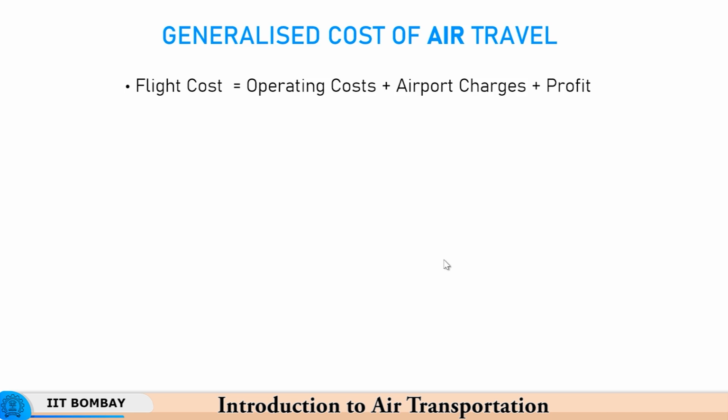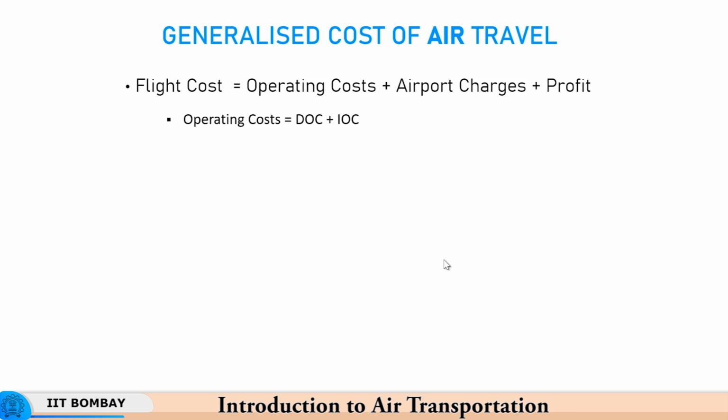You are paying for many things. You are paying for the operating cost of the airline. You are also paying for certain taxes, certain charges, maybe navigation charge, maybe landing charge, maybe passenger handling charges. All that can be clubbed as taxes or airport charges, and the airline has to charge some profit to stay in business. So, all of this put together constitutes the fare which you pay, which is the direct component of the generalized cost of air travel.